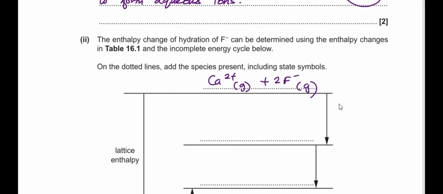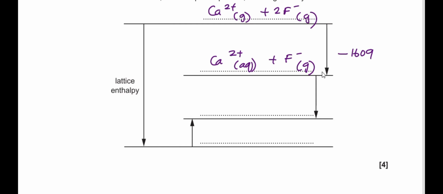In the next stage, we will write one of these gaseous ions becoming aqueous ions. So let's say Ca2+ becomes aqueous ions, and fluoride ions continue to be gaseous ions. Here we have been given that the enthalpy of hydration of calcium 2+ is minus 1609. In the next stage, we will write fluoride ions also becoming aqueous. So Ca2+ aqueous plus fluoride aqueous ions.